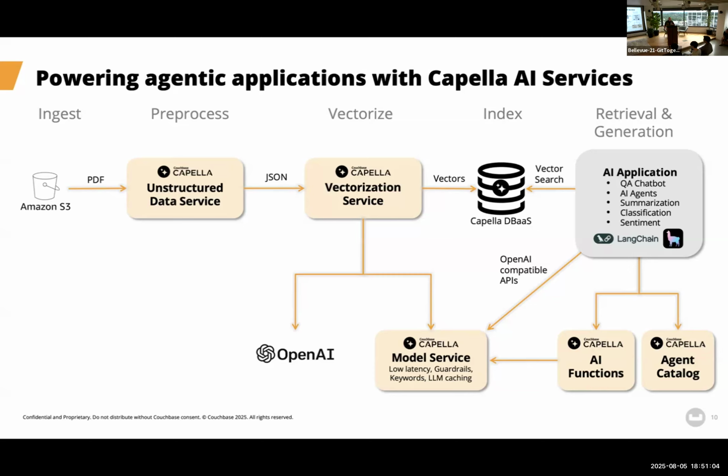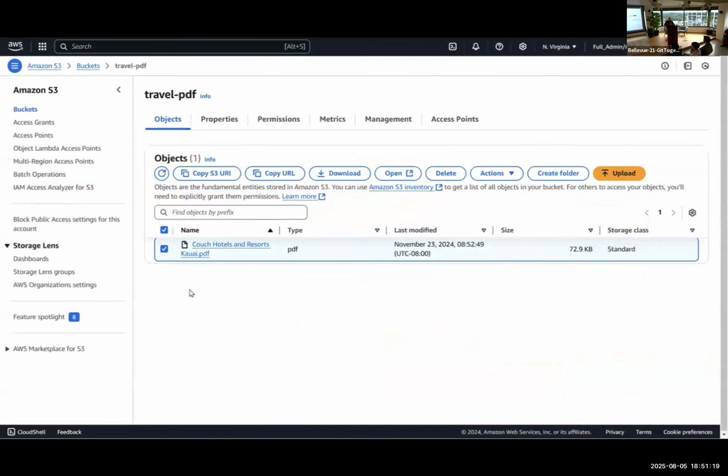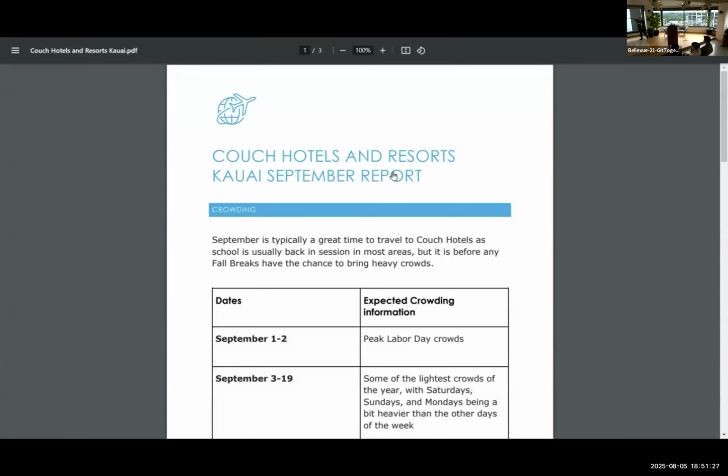Our travel application could sure use some context from travel guides. And what if those are in PDF and they're outside of my database? What do we do? They're not even our travel guides. So I'm going to show you a way in which AI services can help you. Let's take a look at the unstructured data service. Okay, now we're in S3. Okay, we're outside of Couchbase, but we're looking at a bucket that has some PDFs in it.